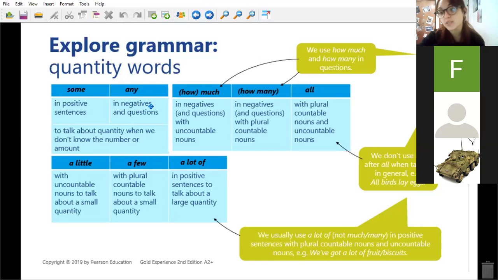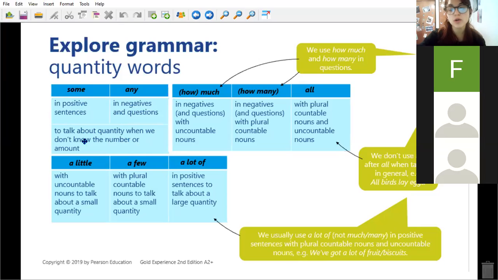Then we have negative sentences. For example, I don't have any milk. I have some milk. And in questions, is there any milk? Now, we move on. Are there any questions here? No. Some and any? No. What do they have in common? Some and any.